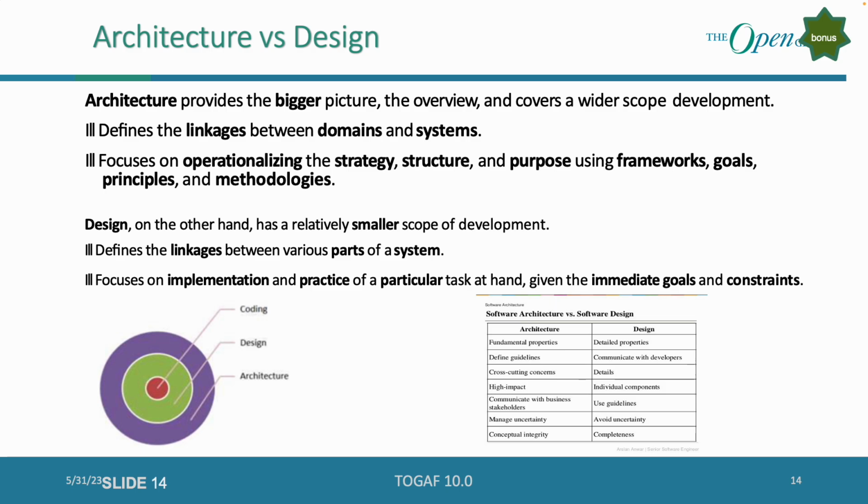In summary, architecture focuses on operationalizing the strategy, structure, and the purpose of the organization using frameworks, goals, principles, and methodology. It provides the bigger picture and covers a wider scope of development. Design, on the other hand, focuses on detailed planning and implementation of specific components or systems within the architecture framework.